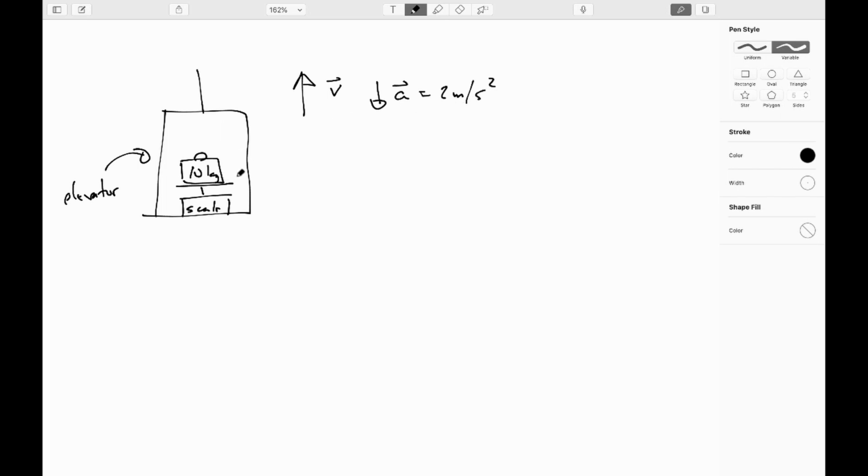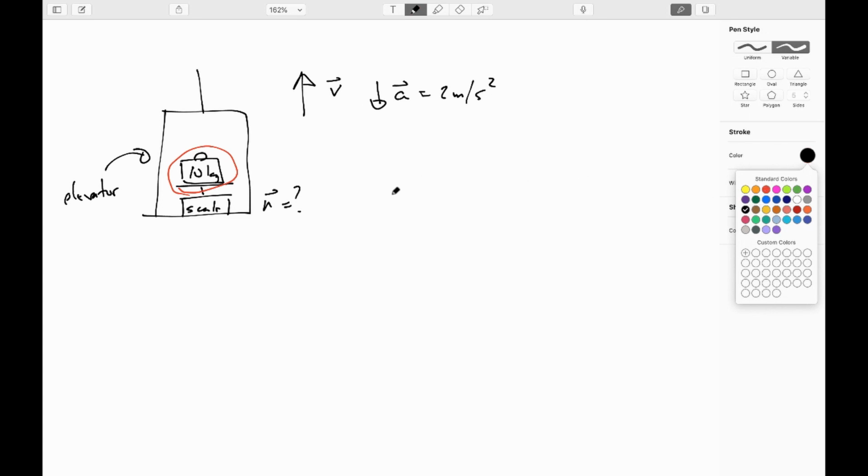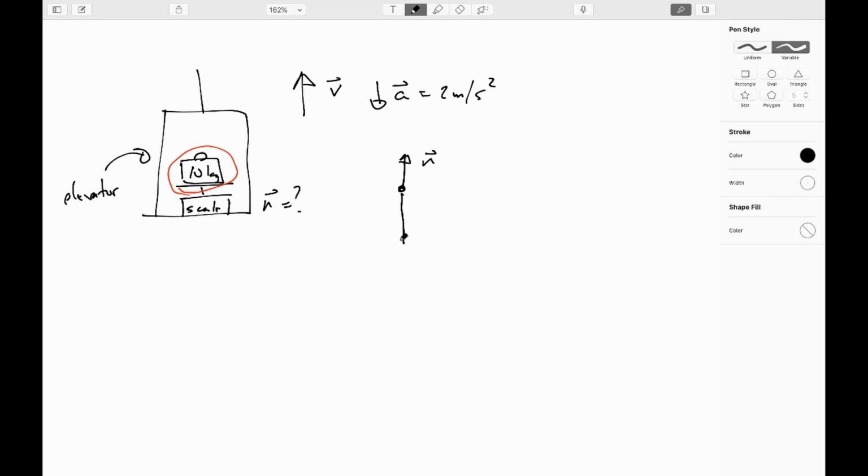So what we want to know is, what is the number on the scale? Well, the number on the scale, remember, is the normal force. So let's go ahead and start by drawing a force identification diagram for the weight. So what we've got is the normal force of the scale pointing up. That's it for contact forces. So we've got the gravitational force of the Earth pulling down on the weight.